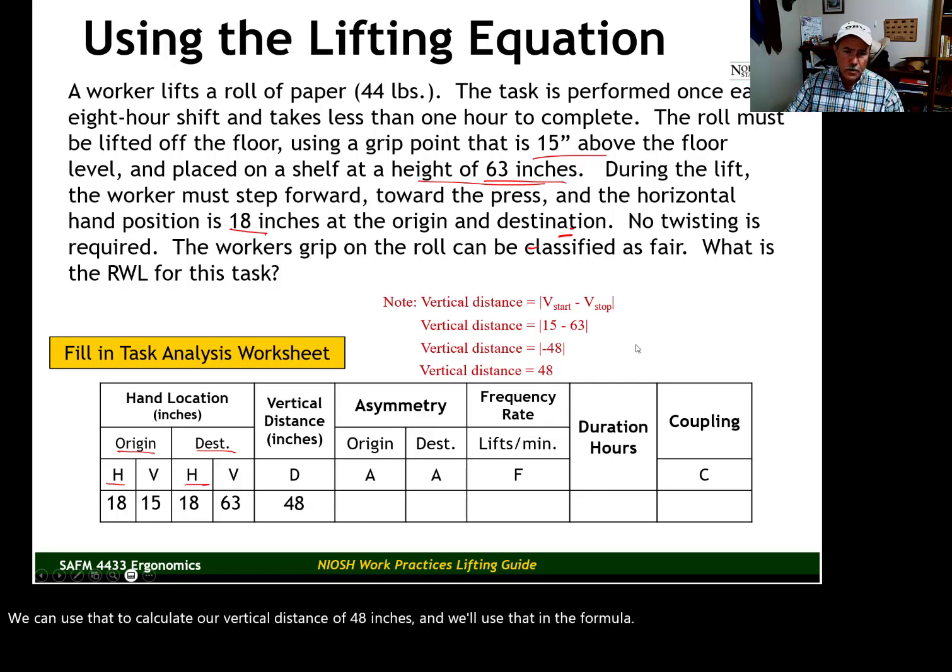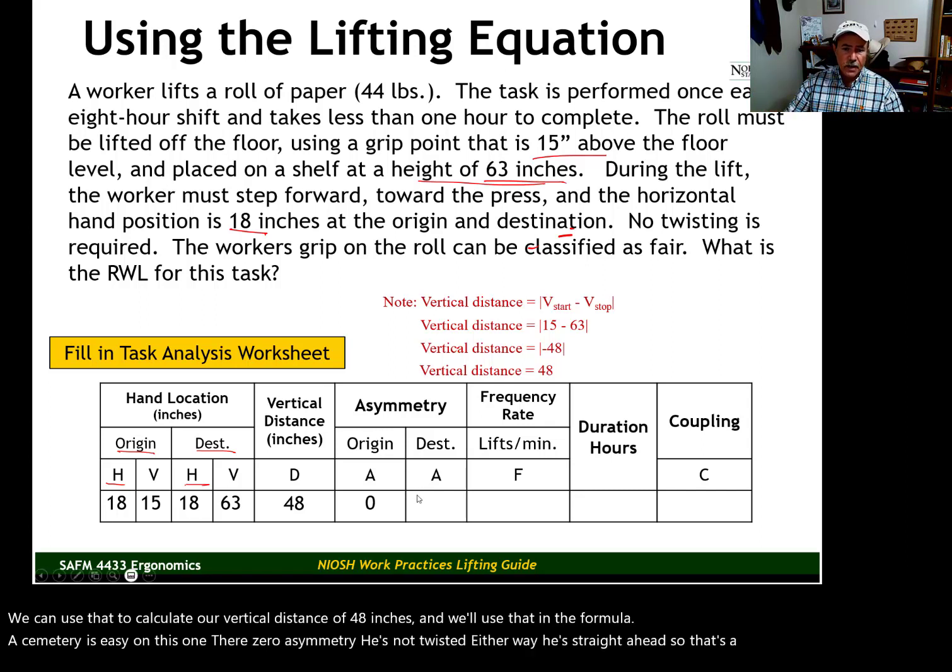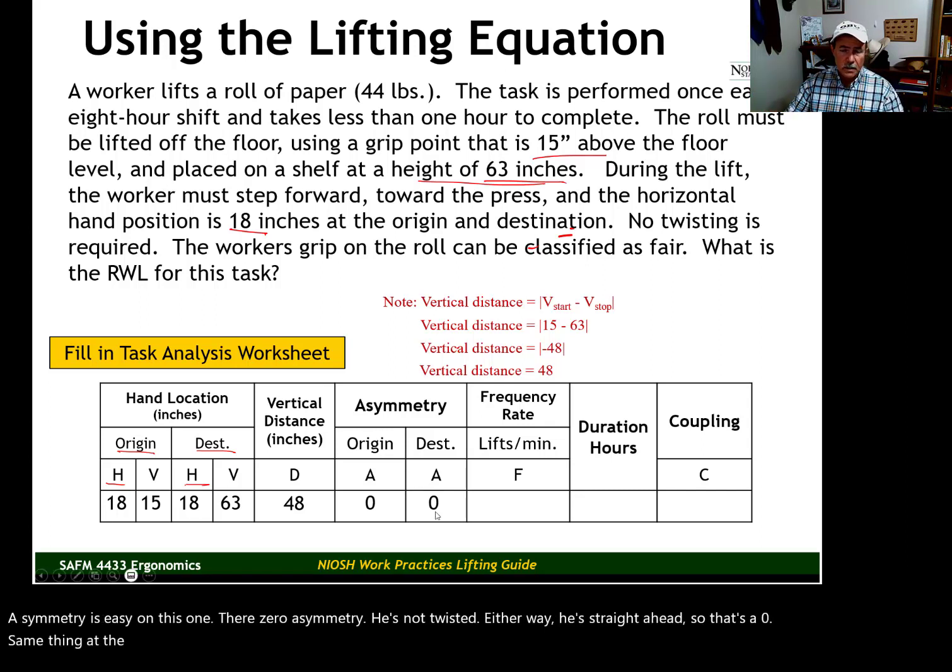Okay. Asymmetry is easy on this one. There's zero asymmetry. He's not twisted either way. He's straight ahead, so that's a 0. Same thing at the destination. There's no need for twisting any time during this task.